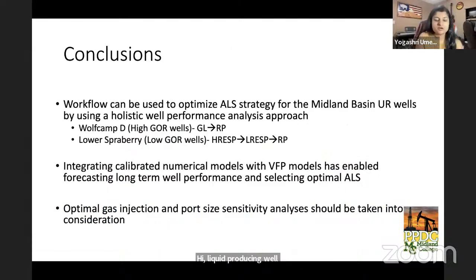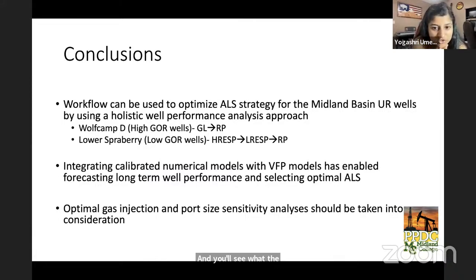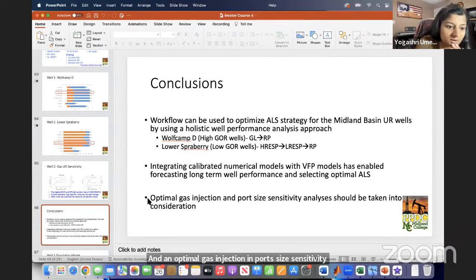So the conclusions of this paper were that the workflow can be used to optimize artificial lift strategies in the Midland Basin. And you'll see what the optimal artificial lift was for the Wolfcamp D and the Lower Sprayberry formations. Then integrating calibrated numerical models enabled long-term forecasting of well performance and selection of artificial lift. And optimal gas injection and port size sensitivity analysis should be taken into consideration.